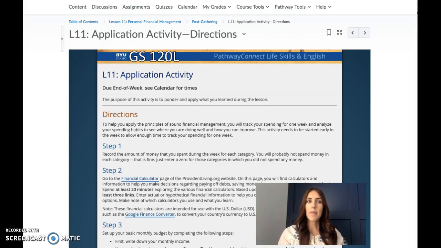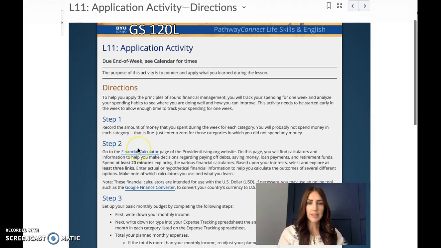So I'm just going to talk about the application activity because there are some things that you need to make sure you do. First thing is start the application activity early. Even though it's in the post gathering, it needs to be started on Monday because you need to track how you spend your money for 1 week. And that's why it tells you to start this one early.